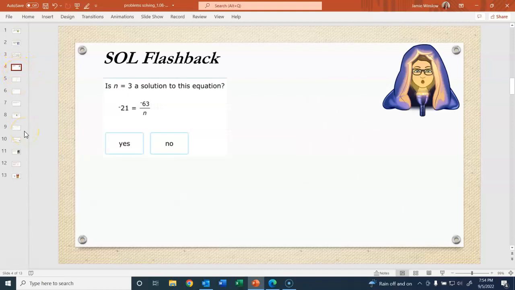So first, let's do a quick flashback to some topics that we've already covered. It wants us to tell them whether or not n equals 3 is a solution to this equation. So we've seen where we can actually do this a few different ways. For this one, I want to do substitution because we haven't really gotten into our solving equations unit yet. That's coming next. Although you probably know how to solve this by solving for n, what we're going to do is we're going to plug in 3 everywhere we see an n and see whether it's true or false.